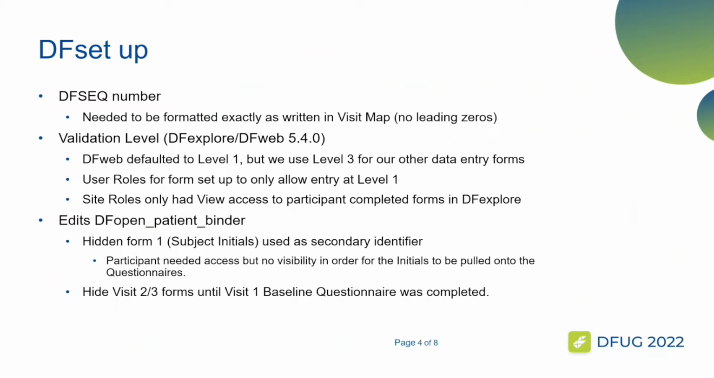We did use DF Open Patient Binder for a few edits. We used subject initials as a secondary identifier for the subject when they opened up their questionnaires. The problem was we only collect that on page 1, which is our eligibility form, and we didn't want them to see the eligibility form, but in order for them to pull the initials forward using an edit, they had to have access. So we gave them view-only access to it, and then we hid it using DF Open Patient Binder.